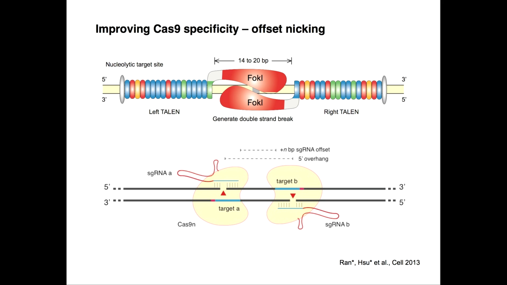Our inspiration came from the previous generation of gene editing tools, zinc finger nucleases and TALENs, where they have two different tails. These are DNA binding domains, both of which bind cooperatively at your locus of interest. And they recruit two different halves of a FokI endonuclease that will heterodimerize to generate a double-strand break.